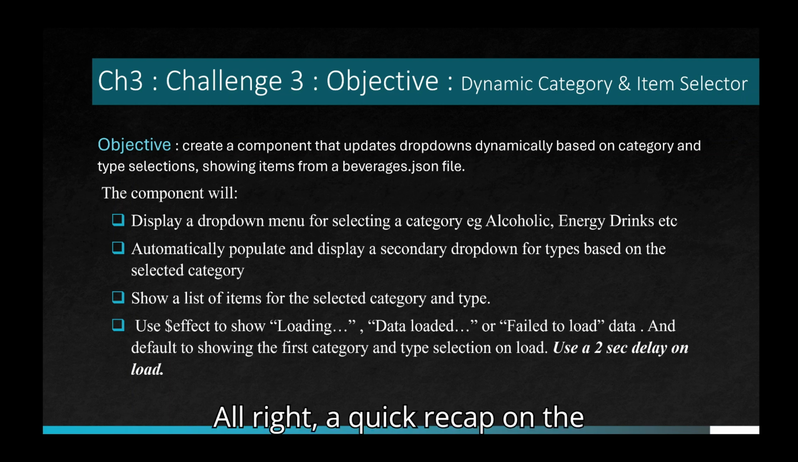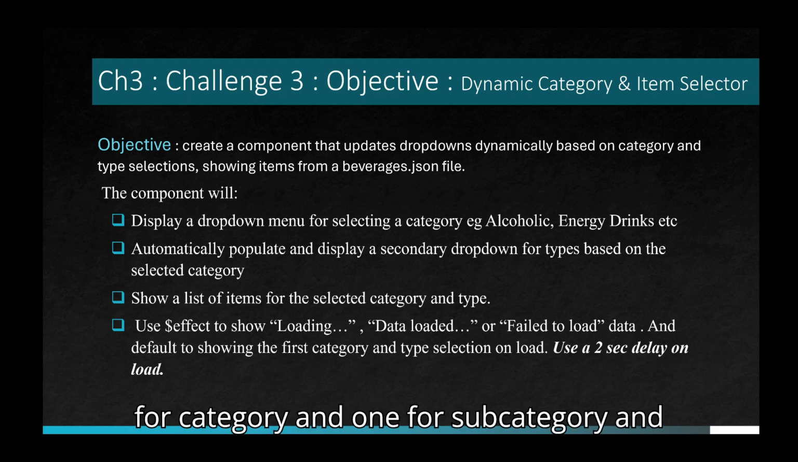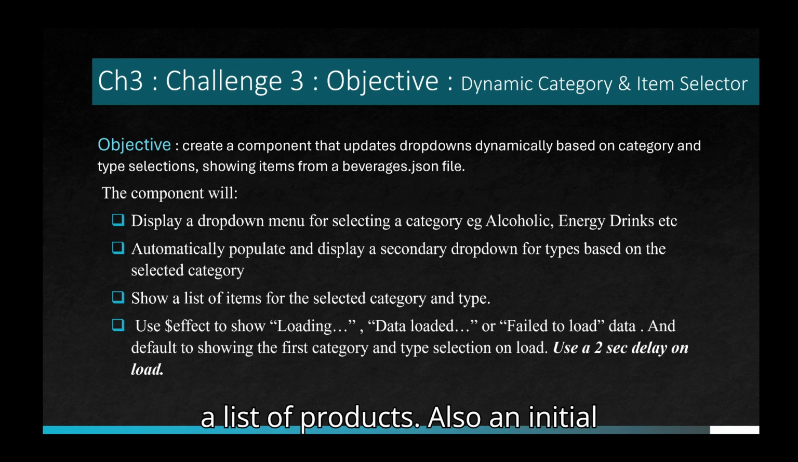Alright, a quick recap on the objective, basically 2 drop-downs, one for category and one for subcategory, and a list of products. Also, an initial loading with a delay. Okay, let's jump into the code.